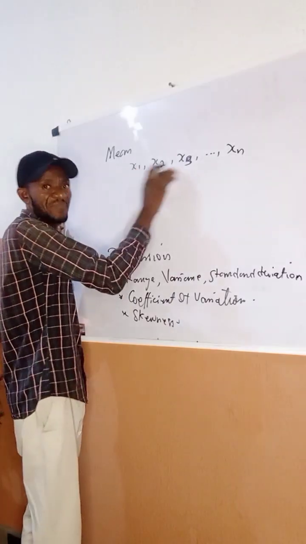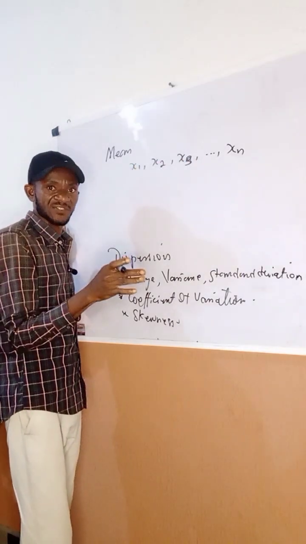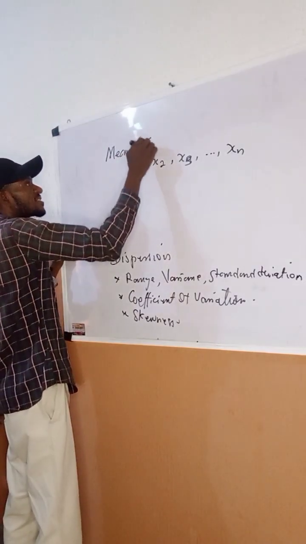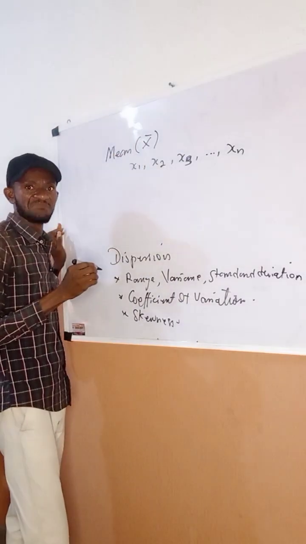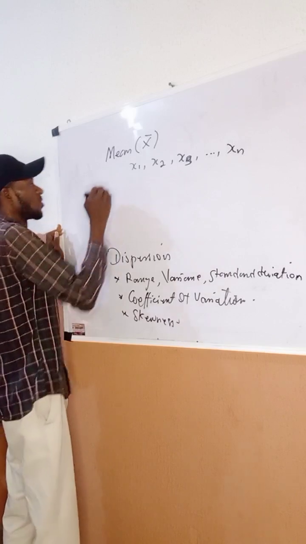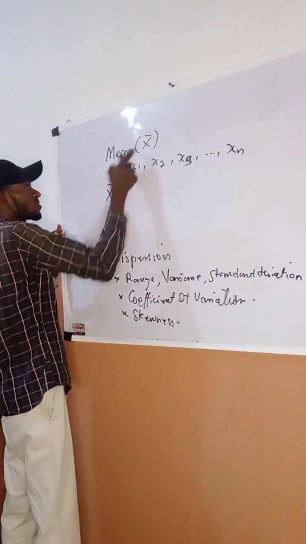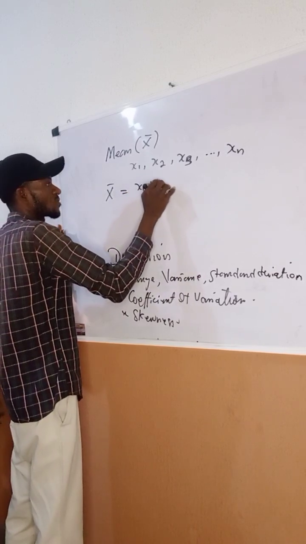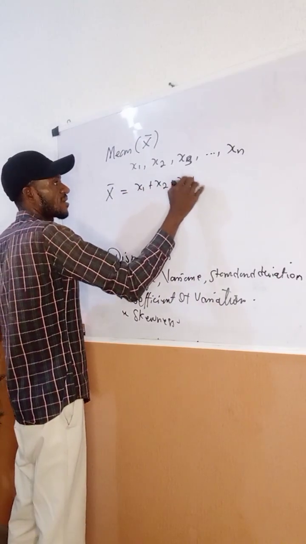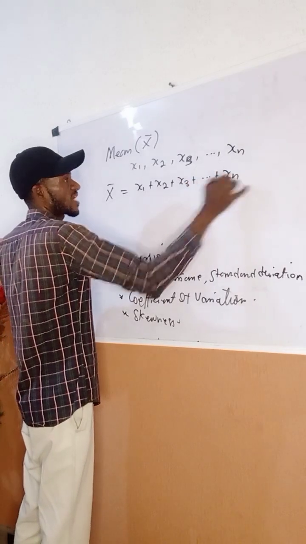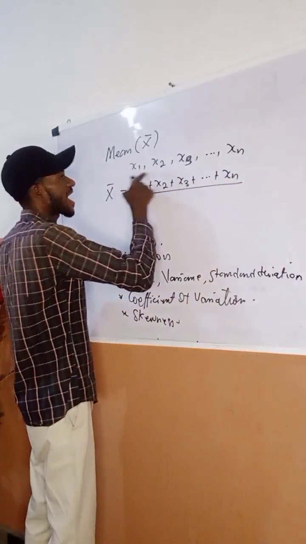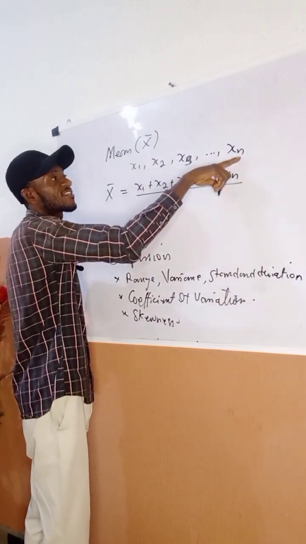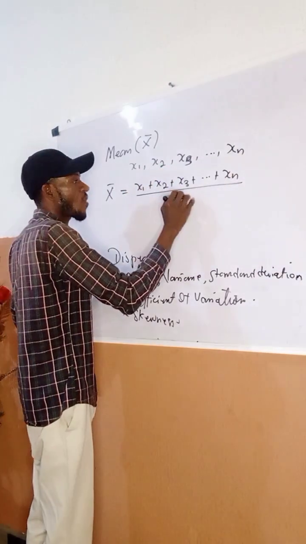So if we want to find the mean of these n observations, of course, this mean is represented with X bar. That is the mean of a sample. So this X bar, which is the mean, is given as X1 plus X2 plus X3 plus up to Xn, all over n. There are n observations that began from 1, 2, 3 down to n.